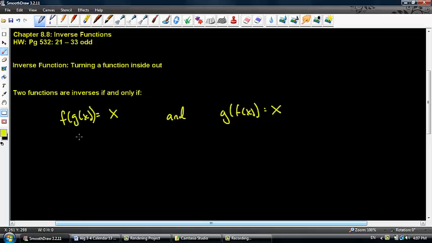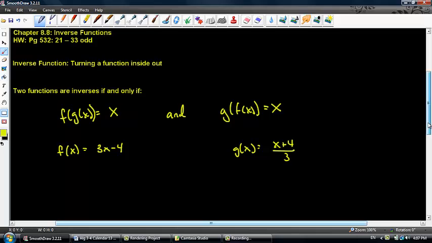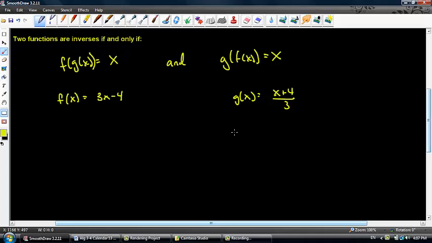And I missed a parenthesis here. f of g of x equals x, the composite function, and g of f of x, the composite function, is also equal to x. So let me show you guys what this looks like. If I have two functions here, f of x equals 3x minus 4, and g of x equals x plus 4 over 3, I'm going to be asked to determine, are these two functions inverses?